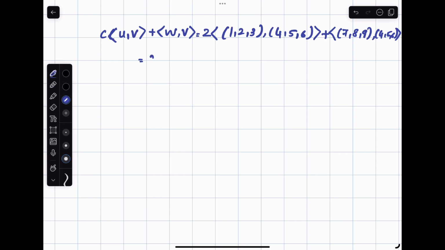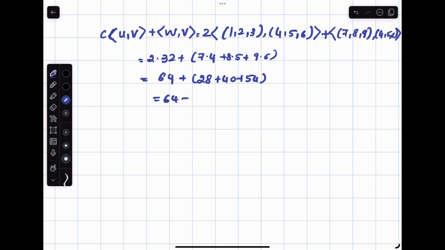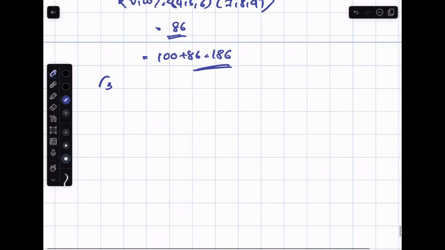So if I simplify, 2 into 3 is 32, I'm directly writing it. I know what is u comma v. So w into v is 7 into 4 plus 8 into 5 plus 9 into 6. I'll get 64 plus 28 plus 40 plus 54, so I'll get the answer as 64 plus 122, which is 186. So LHS is equal to RHS, right? So I can say that they are equal.